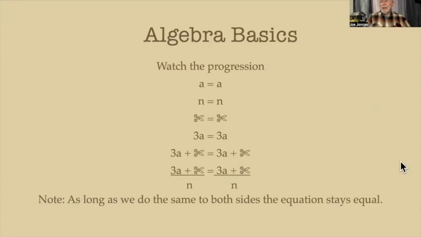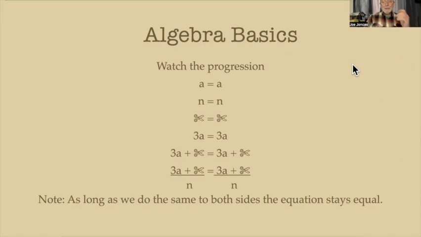Anyway, let's review algebra. How many remember this? Let's just do this again. I'm just going to go over it. How many accept that A equals A, right? N equals N. Scissors equals scissors. 3 alpha equals 3 alpha. So if you add 3 scissors to 3 alpha on both sides, they stay the same. Then if you divide all that by N on each side, it stays the same.